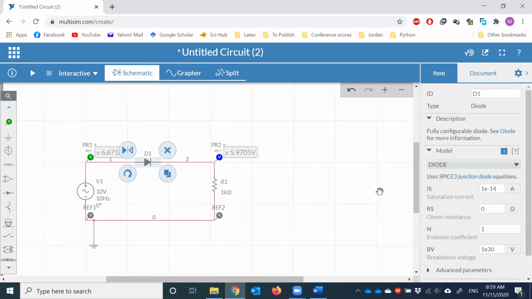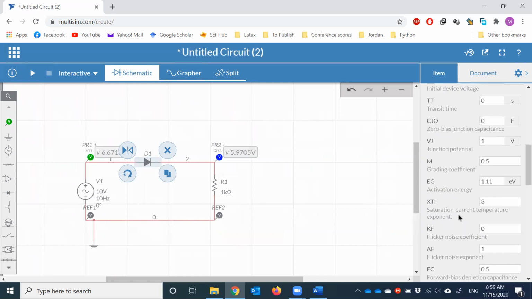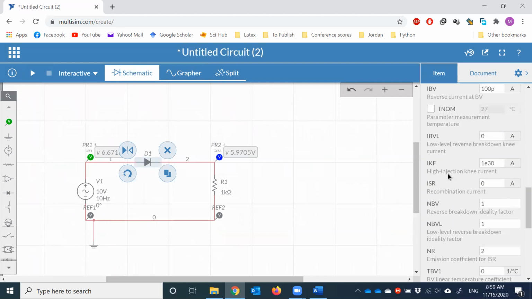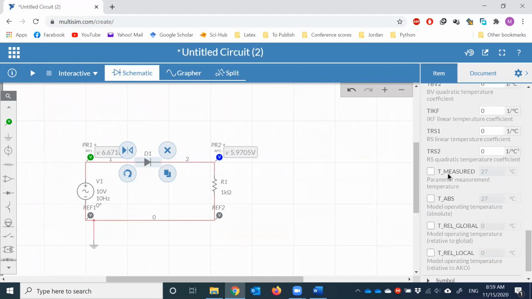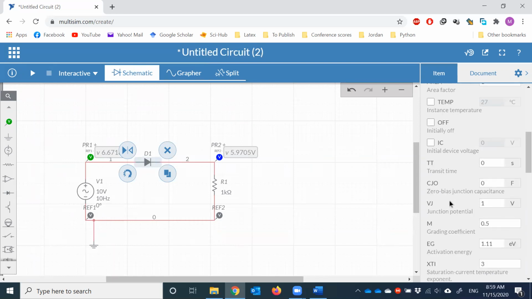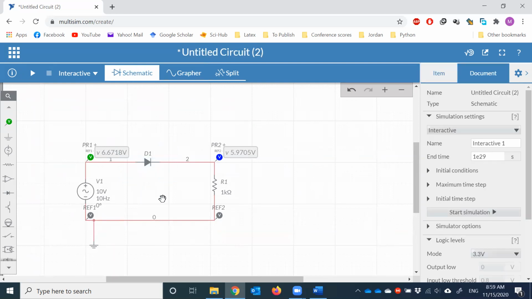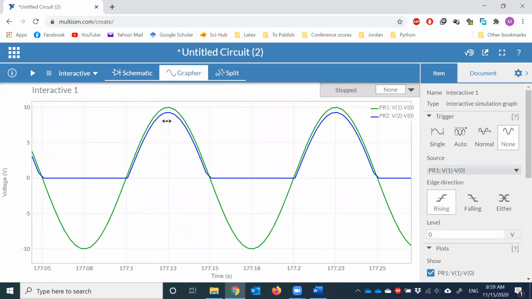Actually, if you double click, let's see if it shows the value. I think it's not. Barrier potential, no. Yeah, it doesn't show that one, but by default it is 0.7 for the diode. There are no parameters to modify in the diode, so you don't have to worry about it. And that's it. That's for the half-wave rectifier. Okay, so our output signal is these positive half cycles.